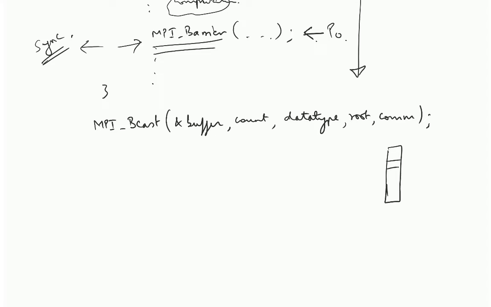Of type data type, right? It might be MPI int, MPI character, and so on. So if you have, let's say, 10 MPI integers, you'll pass the count as 10, right? So it's an array of 10 integers. And buffer essentially points to the starting of this array, it's the pointer to the start of the array. What is root? Root is the rank which is doing the broadcast.